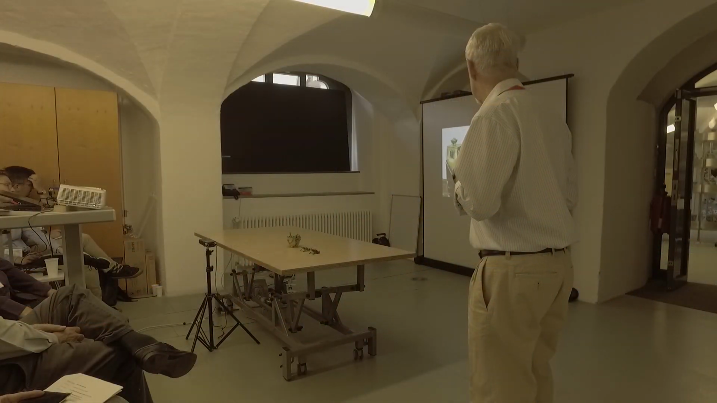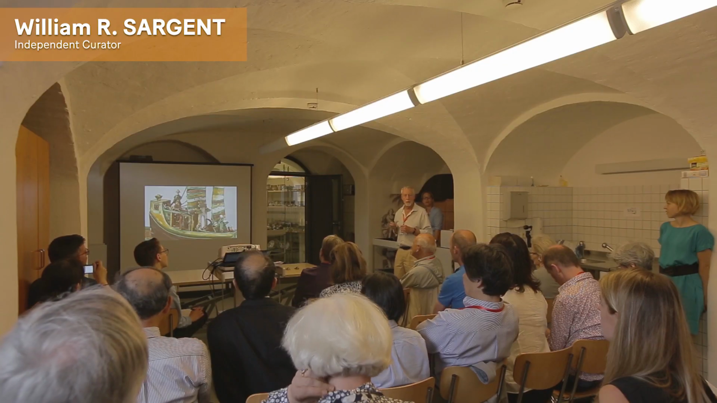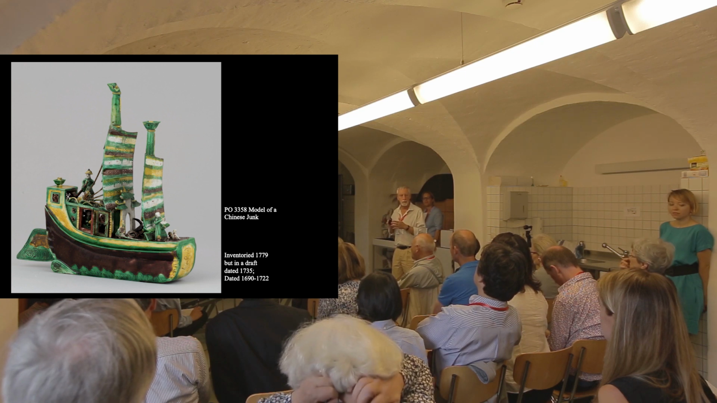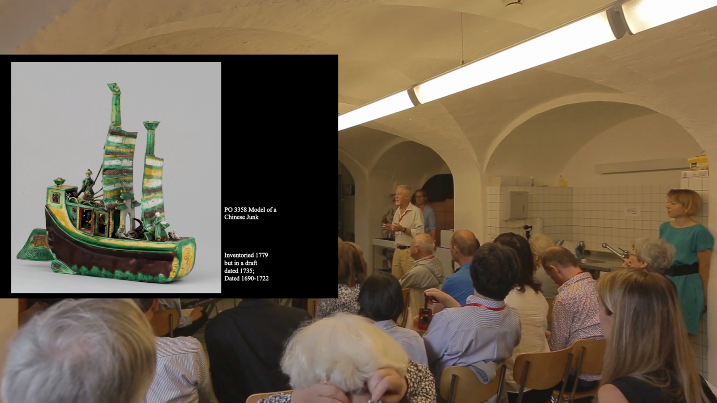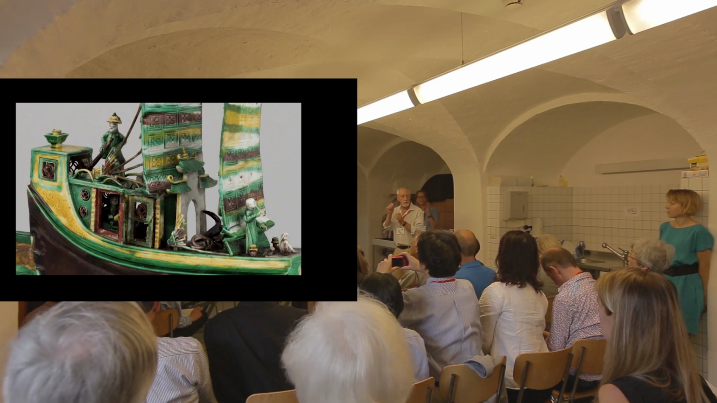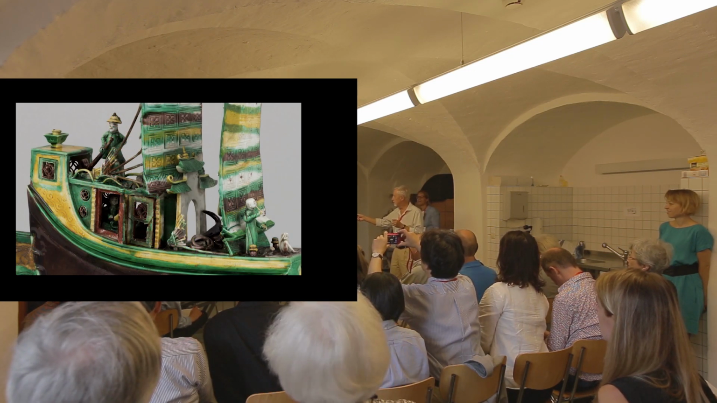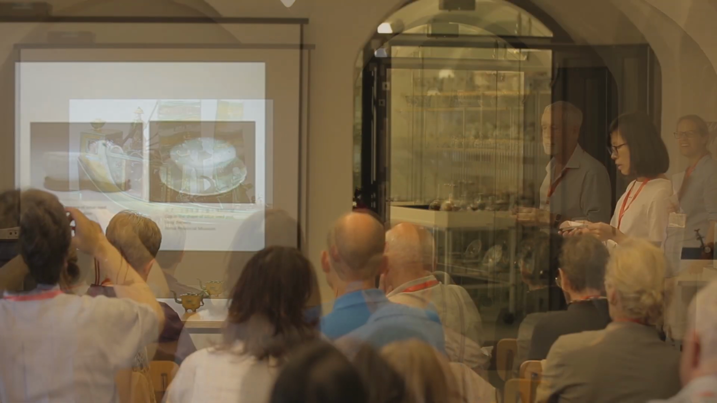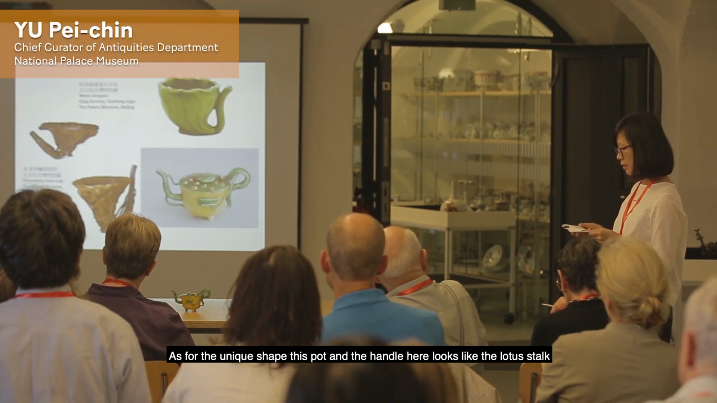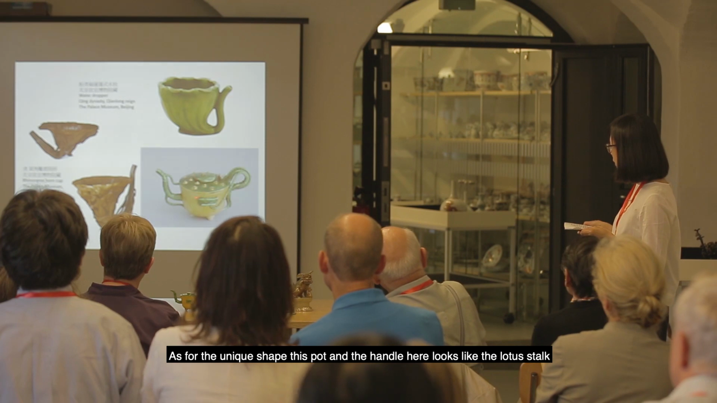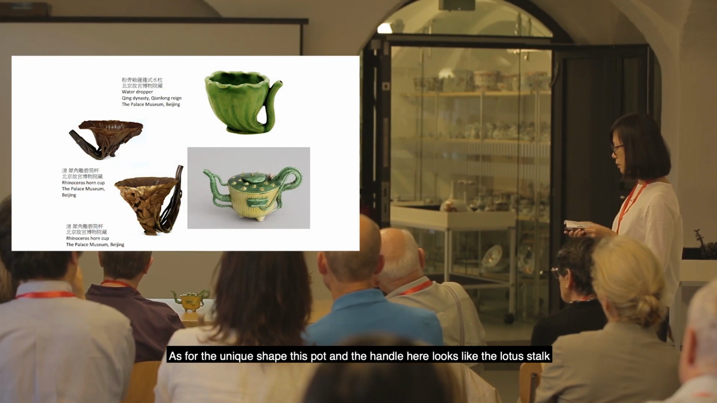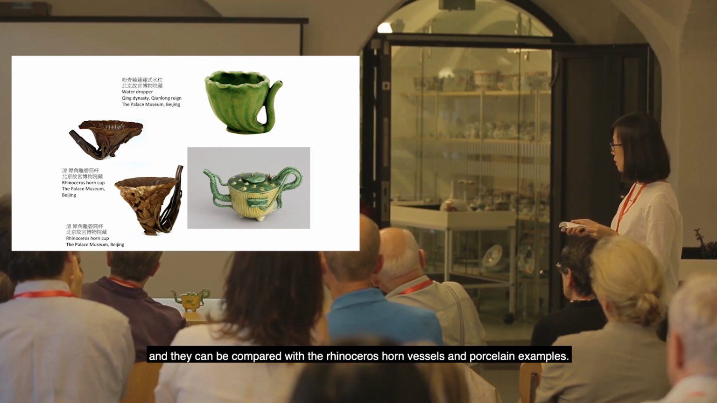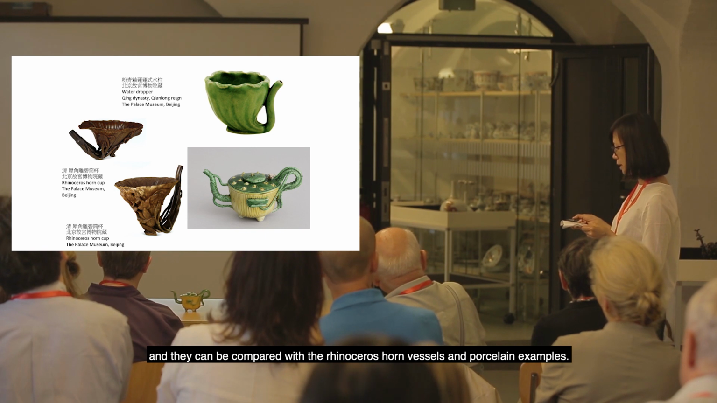I was trained as a potter originally, so when I look at these things, I really zoom in on the construction, and I can well imagine cutting out the edges of the boat and the coin symbol, and applying each little figure. As for the unique shape, the spout and the handle here look like a lotus stalk, and they can be compared with the rhino and porcelain examples.